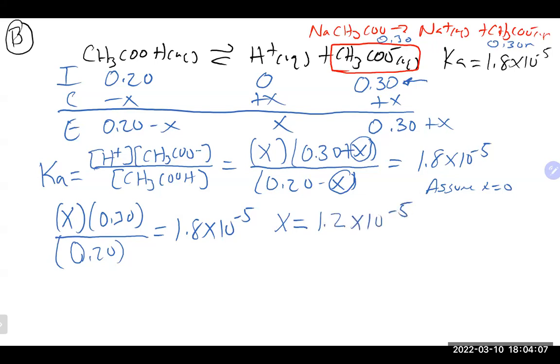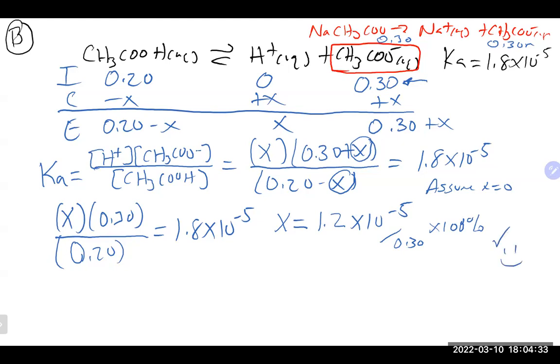Just like before, probably should check it. I think we'll be okay, but we'll do it. We'll divide it by 0.3. We'll times it by 100%. 0.3 times 100. That's 10. Times 100. There we go. It's like 0.004%. So I think we should be good on this check as well.